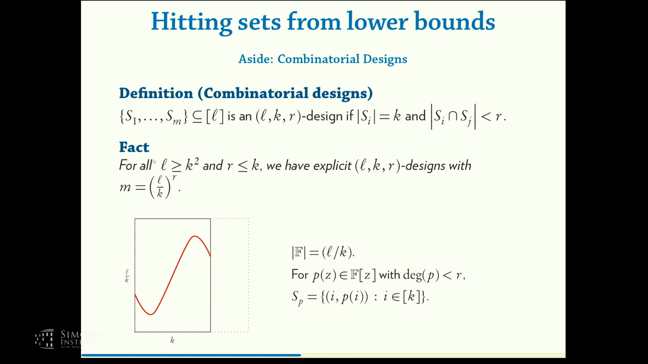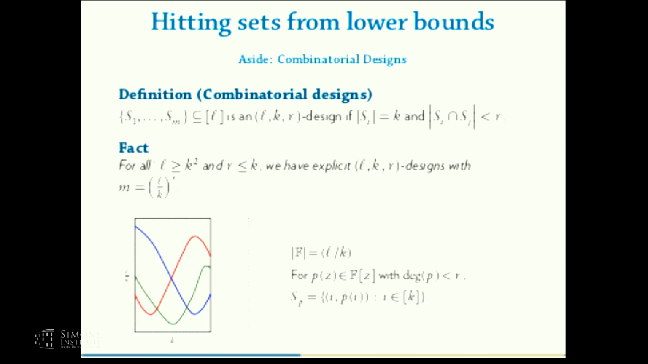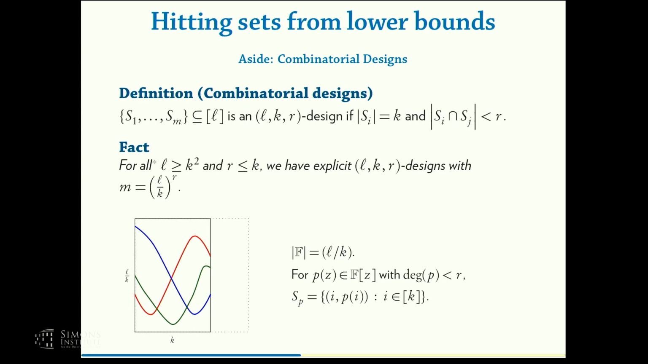They all belong to a universe of size L. Different polynomials will give rise to different sets. And just this basic fact that two degree R minus 1 polynomials can agree in at most R minus 1 places tells you that the pairwise intersection is going to be small. It's an extremely simple construction, and this is the construction that we are going to be using. Are there any questions so far?